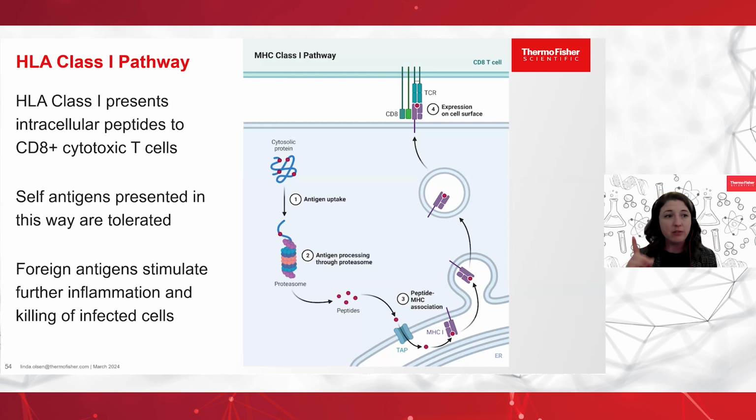So if that is a self antigen, it will be expressed and tolerated. If that is a foreign antigen, a viral antigen, it will bind with that T cell receptor, and that will start a cascade to initiate cell killing, initiate cytokine production, and additional immune processes.